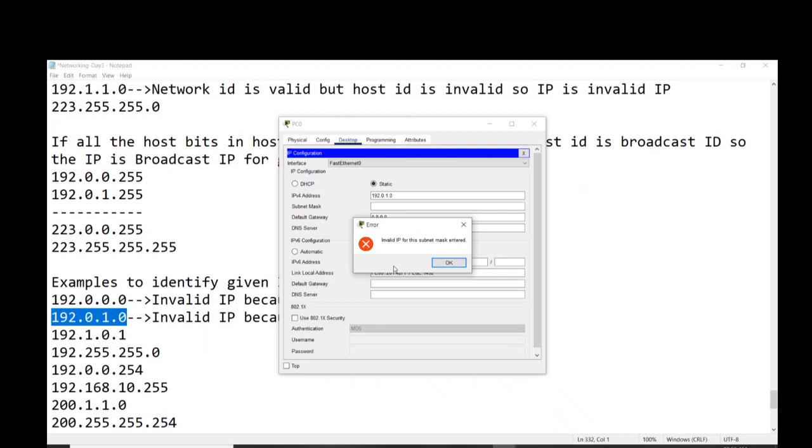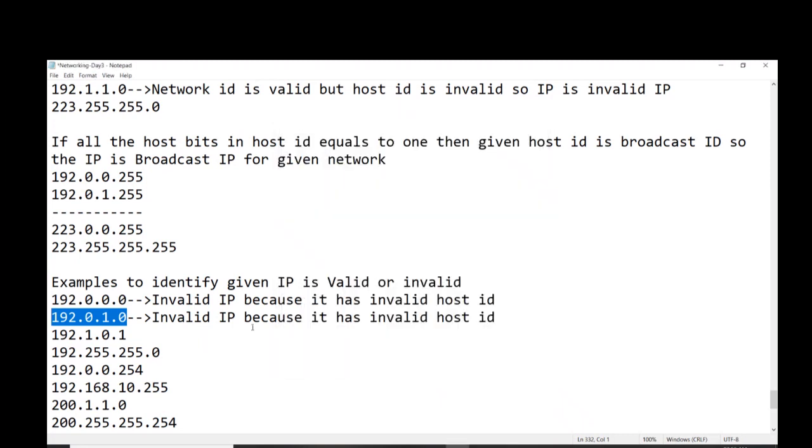Yes, sir. See, I'm not telling, the system is telling. You cannot assign. Before the system tells you, you are telling me whether it's valid or invalid. This is how you have to learn.